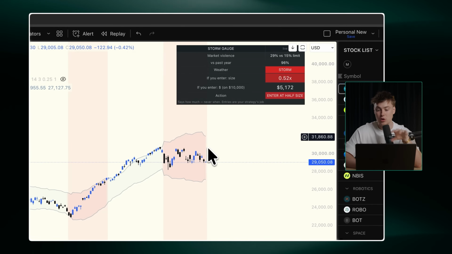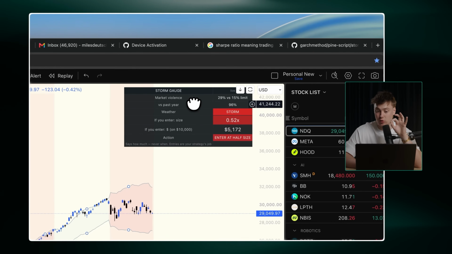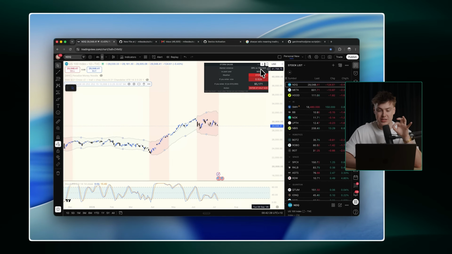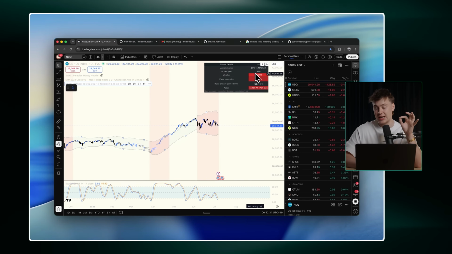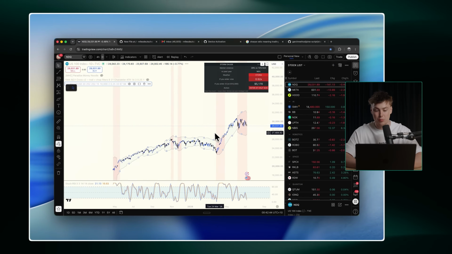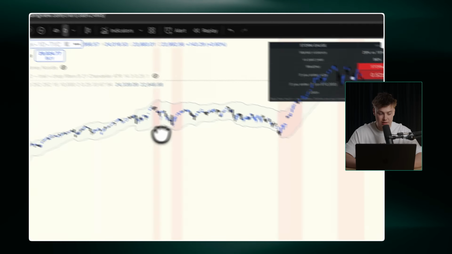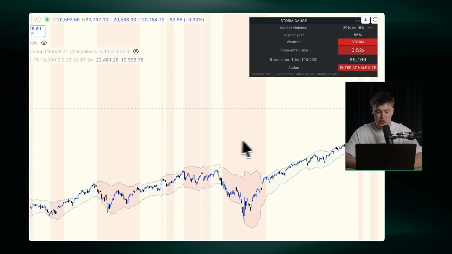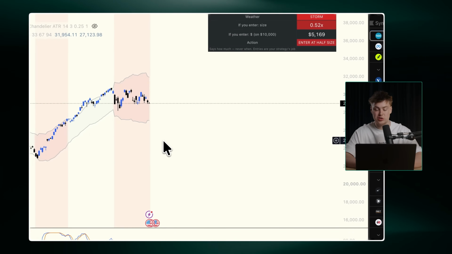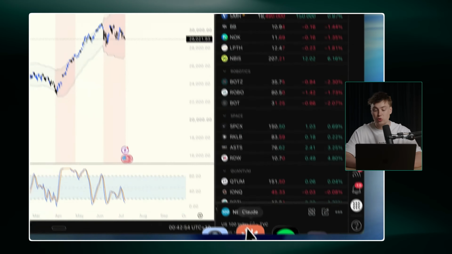which is this indicator here, which goes through the metrics we discussed before. So the market violence metric, the current percentage versus the limit, the category it's in versus the last year. So we could see it's heavily in storm territory, 96% more volatile versus the past year. It has a sizing suggestion and an example on $10,000 and a suggested action based on the number above. And then you can also see the volatility bands in here as well to help you understand the movements of the market.